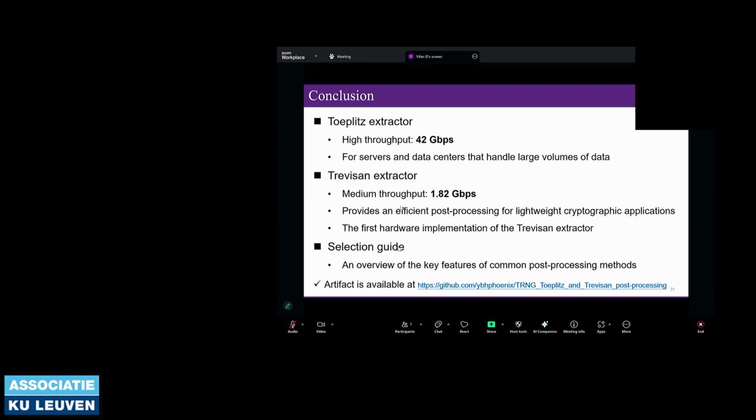Our Trevisan extractor achieves a medium throughput of 1.82 gigabits per second, providing an efficient solution for lightweight cryptographic applications, and it is the first hardware implementation of its kind. Finally, we provided a selection guide to help designers choose the best post-processing method for their specific needs. And the artifact of this work is available.